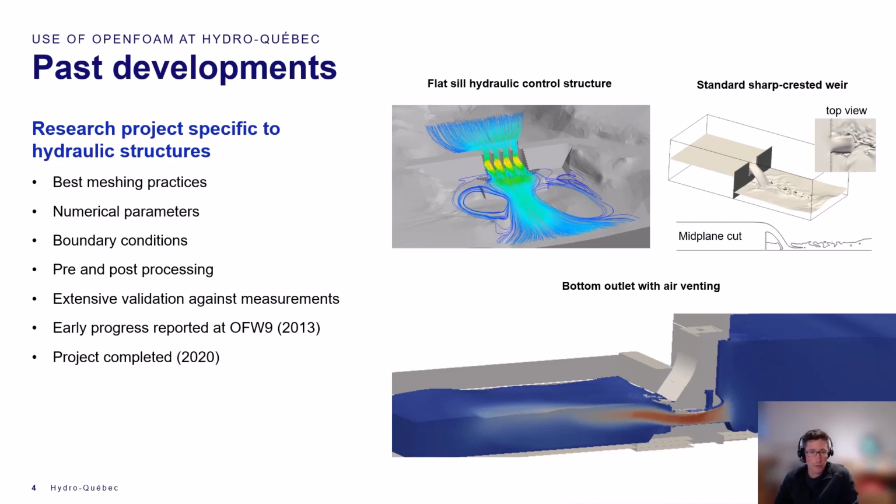And during the project, we evaluated various things, such as the best meshing practices, what were the optimal numerical parameters for this kind of application, what were the best boundary conditions to use, as well as some pre and post processing options. We also did some extensive validation against measurements from both model and prototype scales, and we were quite satisfied with the result. Early progress was reported at the OpenFOAM Workshop 9 in Croatia in 2013, and the project was completed in 2020. OpenFOAM is now used in a production setting.